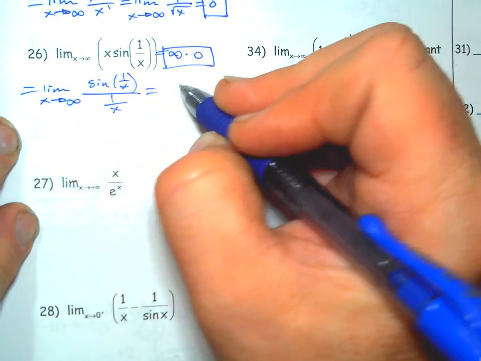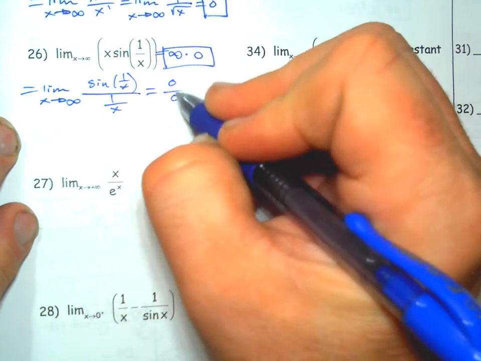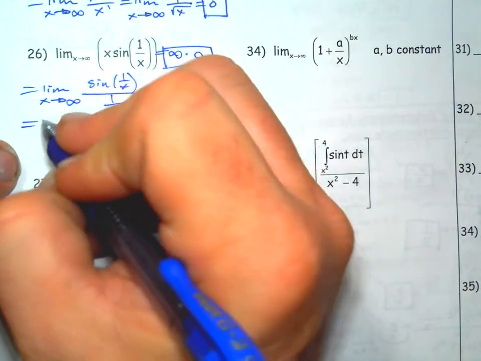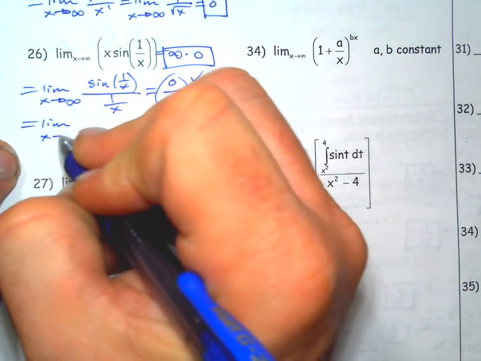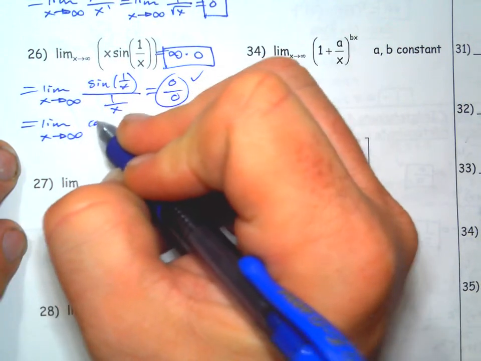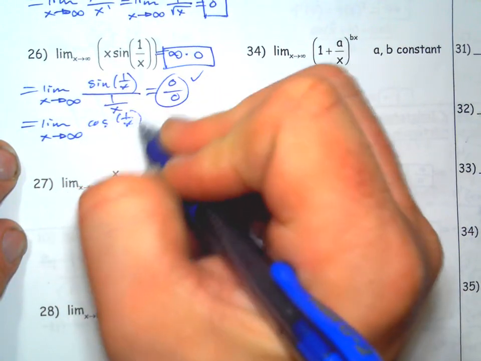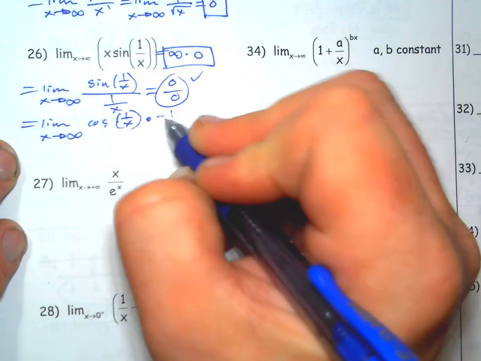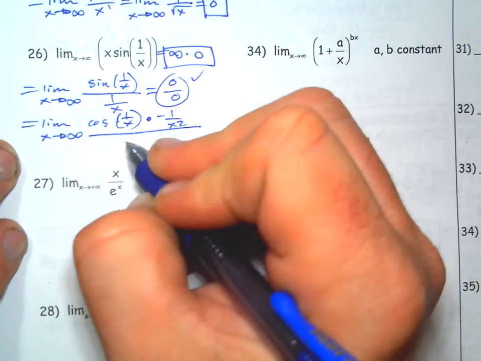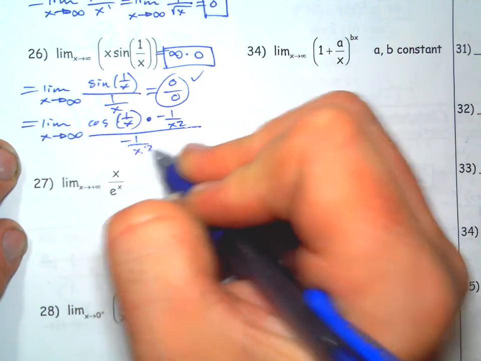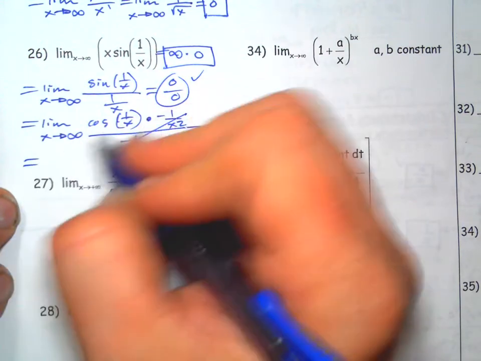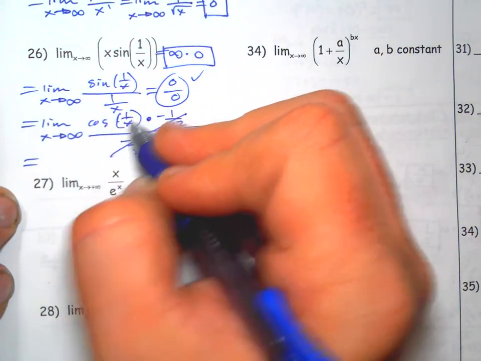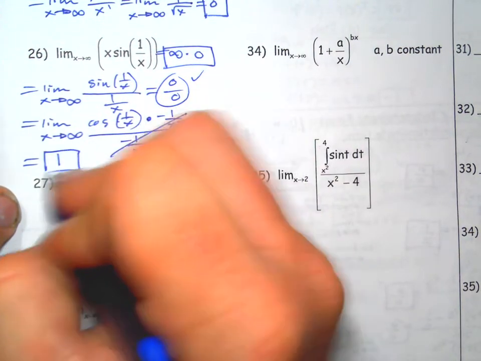Okay, so now it's going to be 0 over 0. And so now we do L'Hopital's rule. And that's going to be cosine of 1 over x times the derivative of what's inside, negative 1 over x squared. That's going to be negative 1 over x squared. Those cancel each other out. So cosine of 0 is 1.